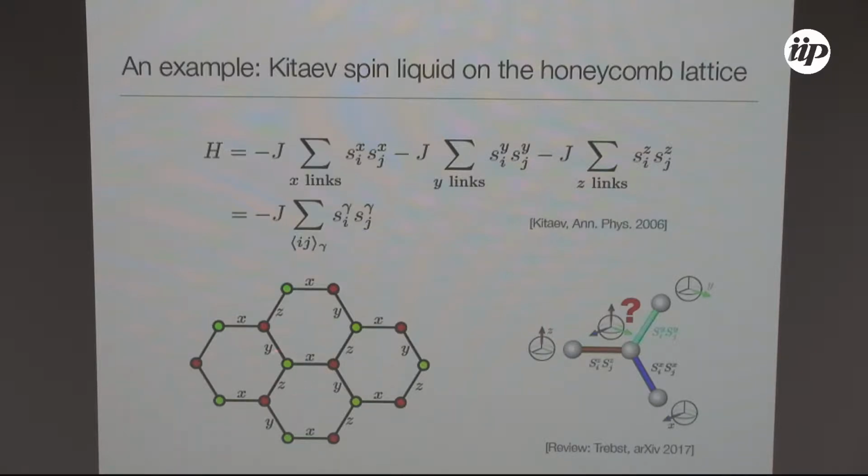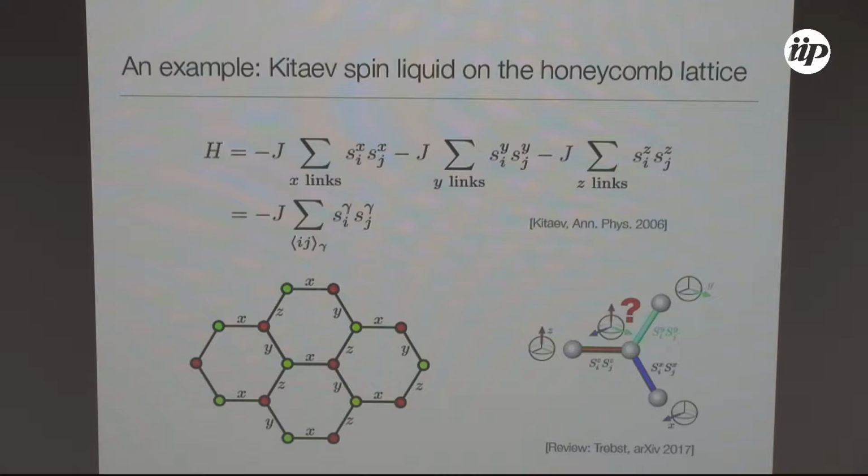So on the honeycomb lattice, we can divide the links into 3 different directions and label them by x, y, or z. And then say if you take a pair of nearest neighbor spins on the x link, they're coupled by this Ising interaction of S^x S^x. And likewise for the other 3 directions. And here I'm going to use this notation. I'm going to label the direction of the bonds by this index gamma, which is x, y, or z, and write the Hamiltonian for the Kitaev model and other models like this.